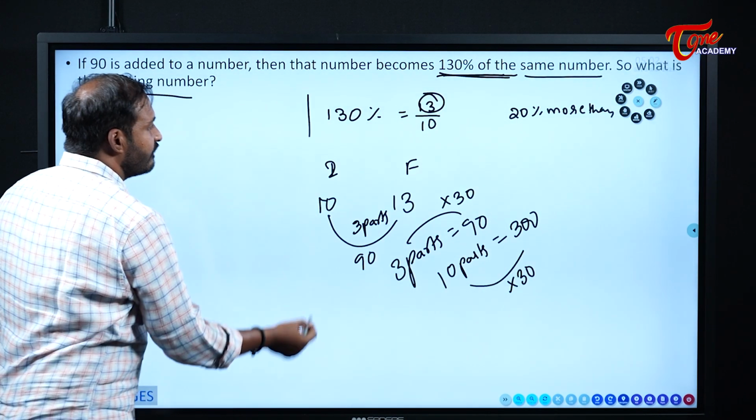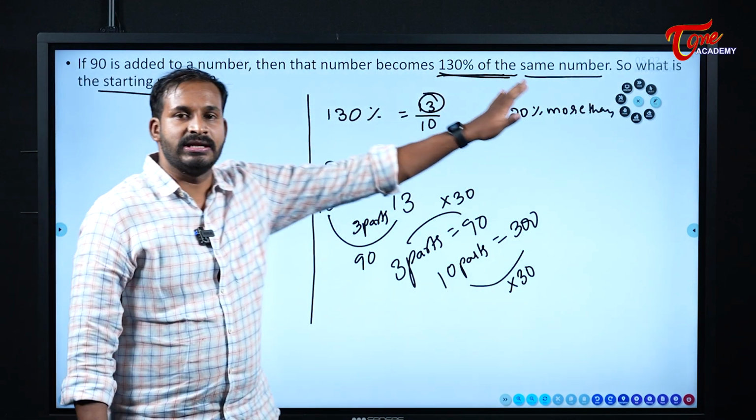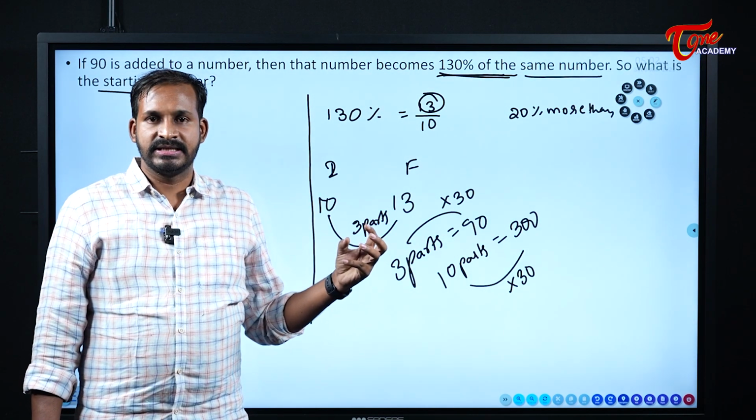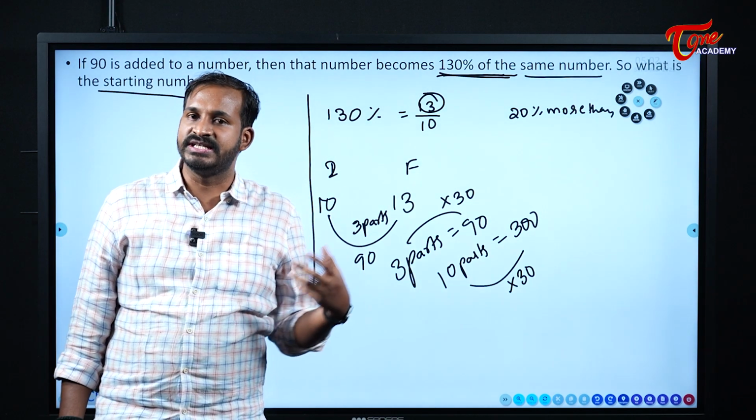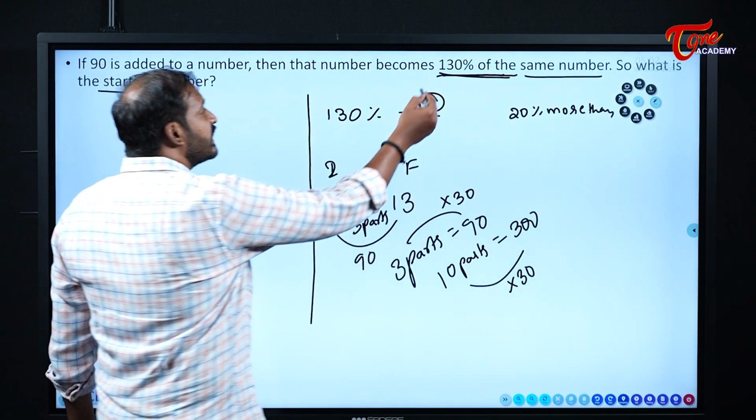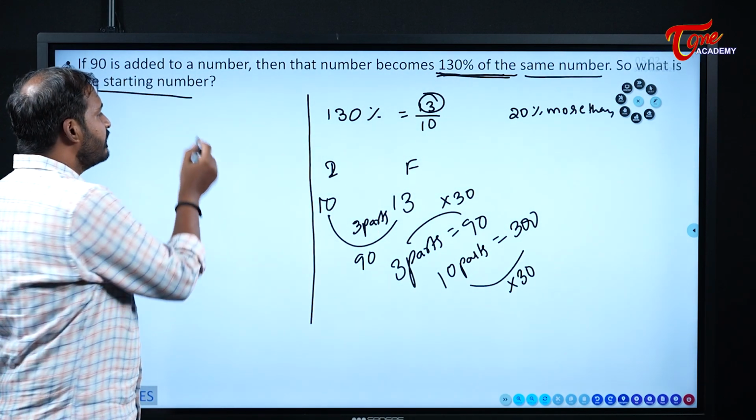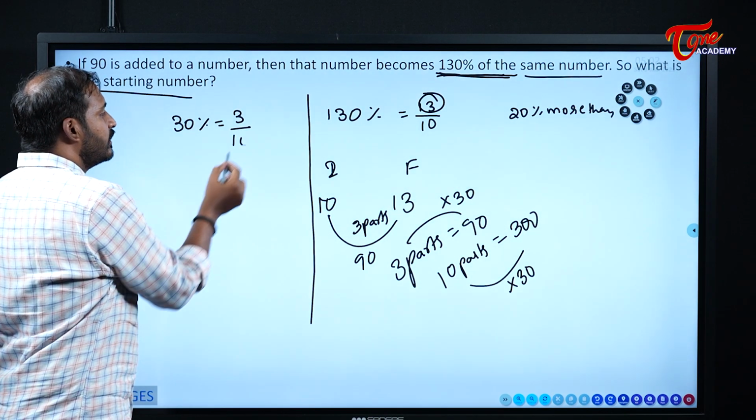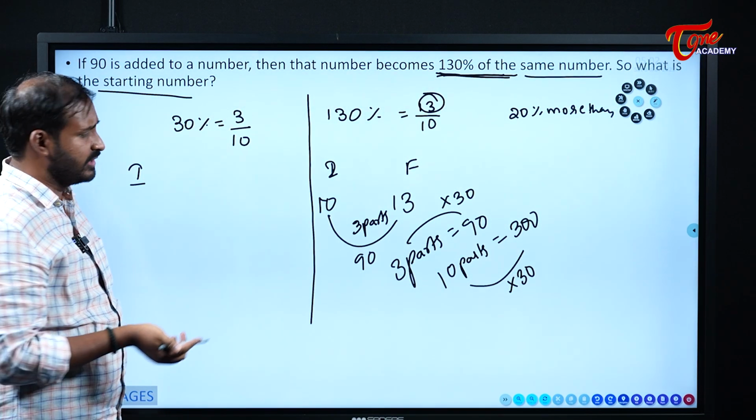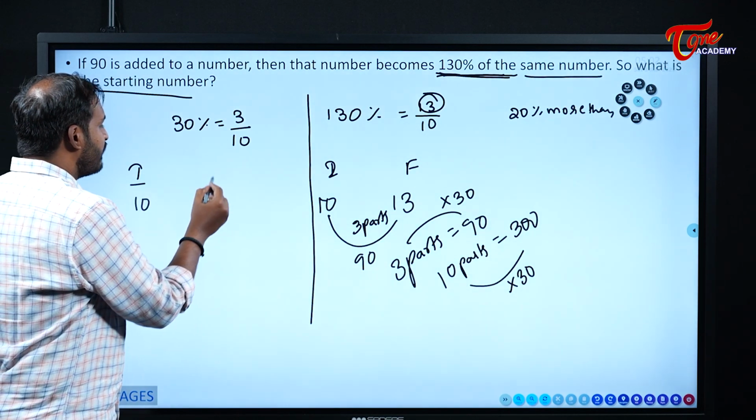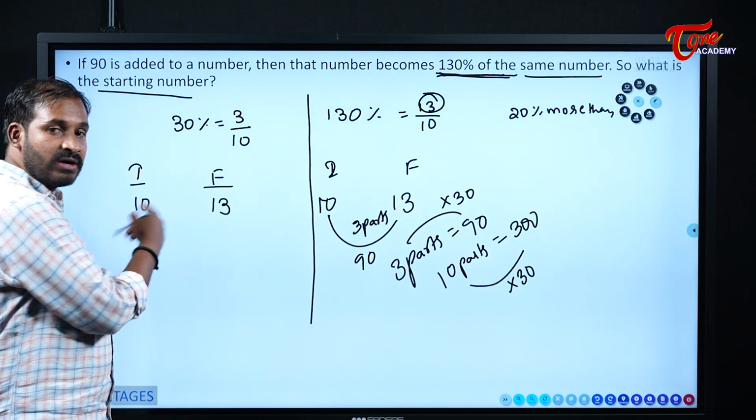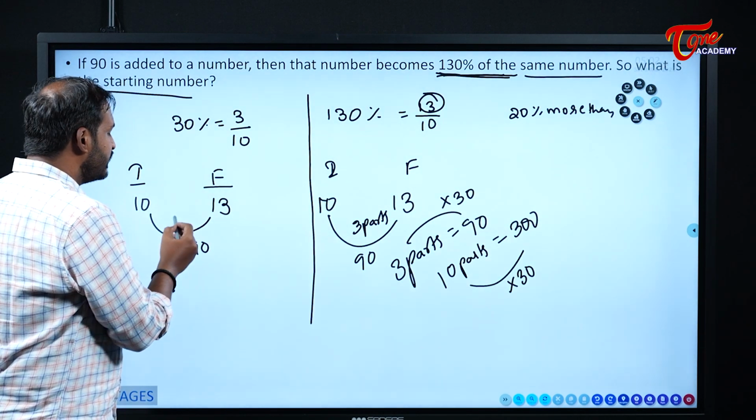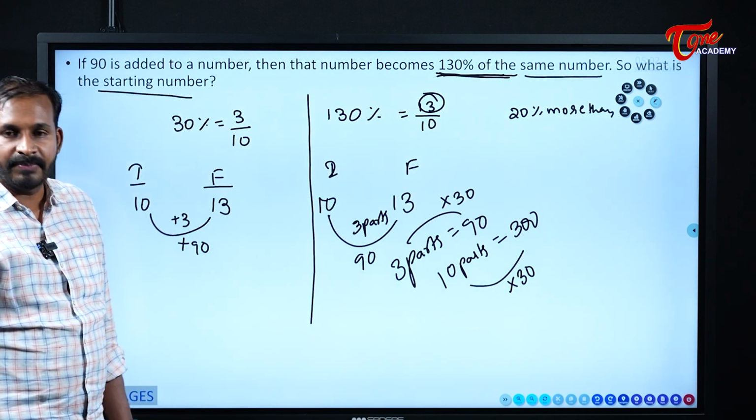Or else, sir, if we are getting confused with this: a number is becoming 130%, how much is it increased? A number, some x, is becoming 130% of x, how much is it increased? 30%, right? So, instead of taking 130, take 30%. So, 30%, what can you write? 3 by 10. Now go with your previous technique only. Initially, it is 10 parts. Finally, it became how many parts? 13 parts. What is the difference between these two? An addition of 90. So, the difference between these two is also how many parts? 3 parts. 3 parts is 90.